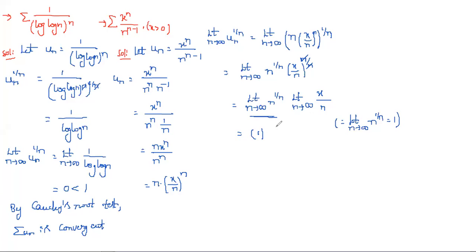If you apply the limit to x by n, with n as infinity, then 1 into x by infinity is nothing but x by infinity. Anything by infinity is 0, which is obviously less than 1. So therefore simply we can write, by Cauchy's nth root test, summation un is convergent. That's it.